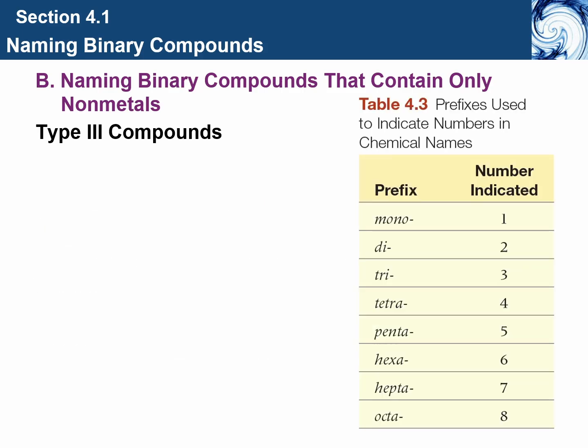Here is our table. It gives the prefixes we use for type 3 compounds. So we start with mono for 1, di for 2, tri for 3, tetra for 4, penta for 5, hexa for 6, hepta for 7, and octa for 8.